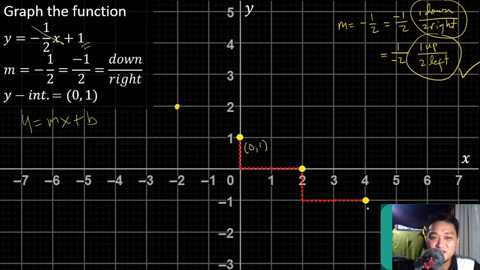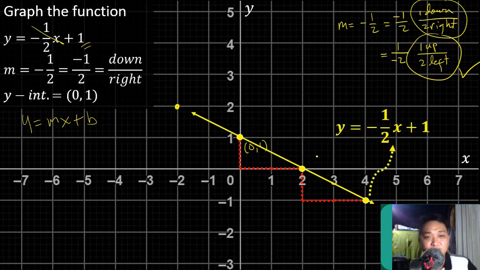At kung mapapansin nyo, parang may rhythm na siya, di ba? So, kung may rhythm na siya, all we have to do now is to copy or imitate those rhythm. So, ang magiging next point niyan, somewhere here. Sunod-sunod na po yan once na meron ka ng pattern. The last thing that you are going to do is to connect those points. So, there you go. You now have y is equivalent to negative 1/2 x plus 1. The line for the graph for that linear equation.